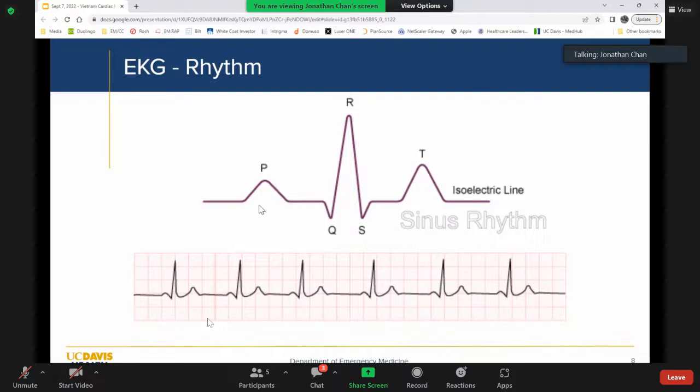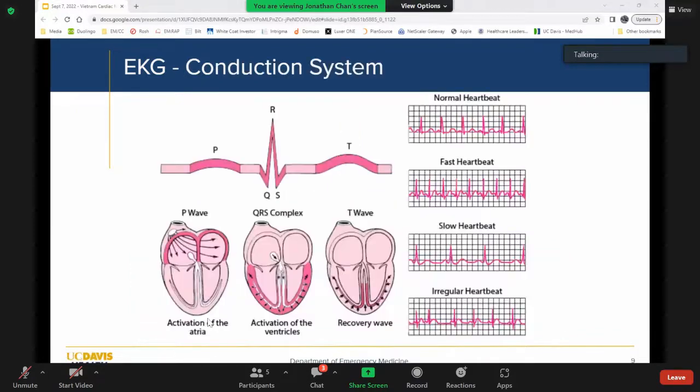If there's something where maybe it's going so fast we can't see the P wave, or we don't see some of the QRS complexes, that's no longer normal sinus rhythm. In order to have normal sinus rhythm, we need to see all of it: the P waves and the QRS. And this is basically how the EKG works. We talk about the P wave, the QRS, the T waves.